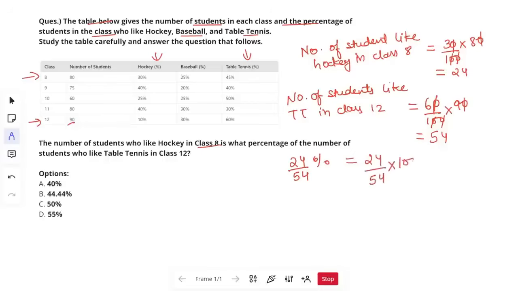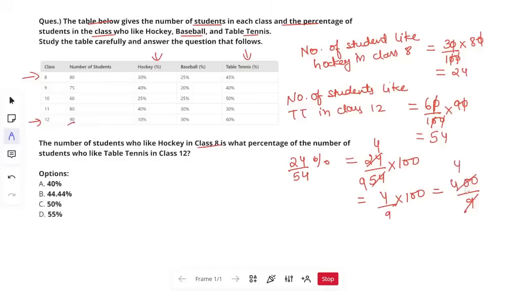24 by 54 into 100, simple. Now what we will do is try to cut it off. So we will cut with 6: 6 4s are 24, 6 9s are 54. So 4 by 9 into 100, right? So we can say if you divide it further, it will be 400 divided by 9.